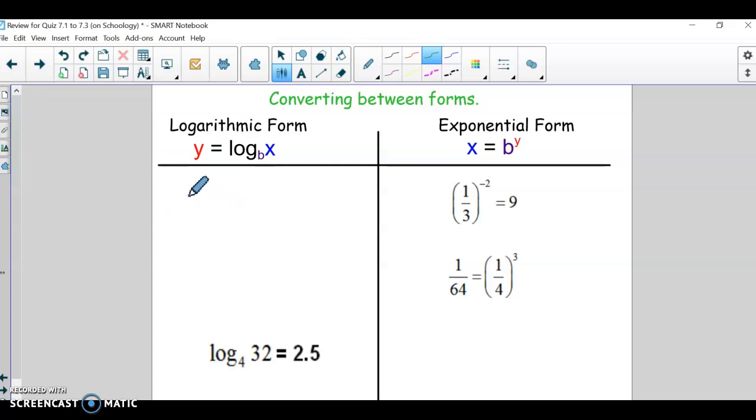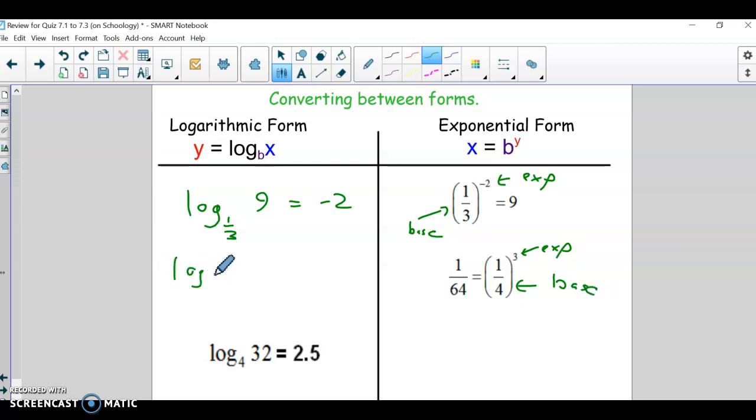Okay, so when I do this, I always do the base and exponent first. So I'm going to do log, and then my base here is the 1/3, and my exponent is the -2. So in log, the little base goes down here. And since log means find the exponent, I put it over here. And then my value goes there. All right, second one, I got an exponent of 3 and a base of 1/4. So again, I always start there. So I'm going to do log with my base of 1/4 equals my exponent of 3. And then my value is 1/64.